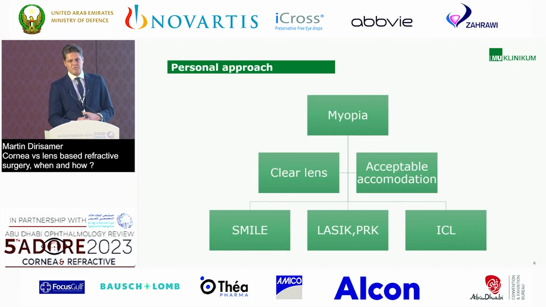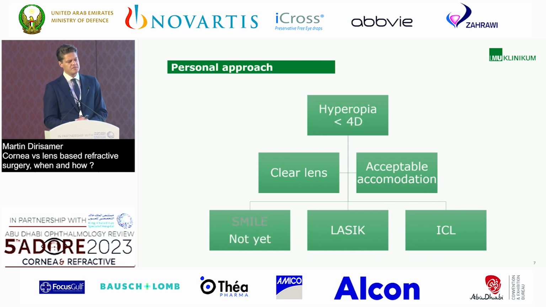My personal approach, if we're talking about myopia, dealing with a clear lens and an acceptable accommodation, is to go for laser vision correction. My preferred procedure is SMILE, or you can do LASIK or PRK or ICL. It's similar in hyperopia if it's below 4 diopters. Honestly, I do not go to 4 diopters treating with laser vision correction. My limit is 3 diopters.